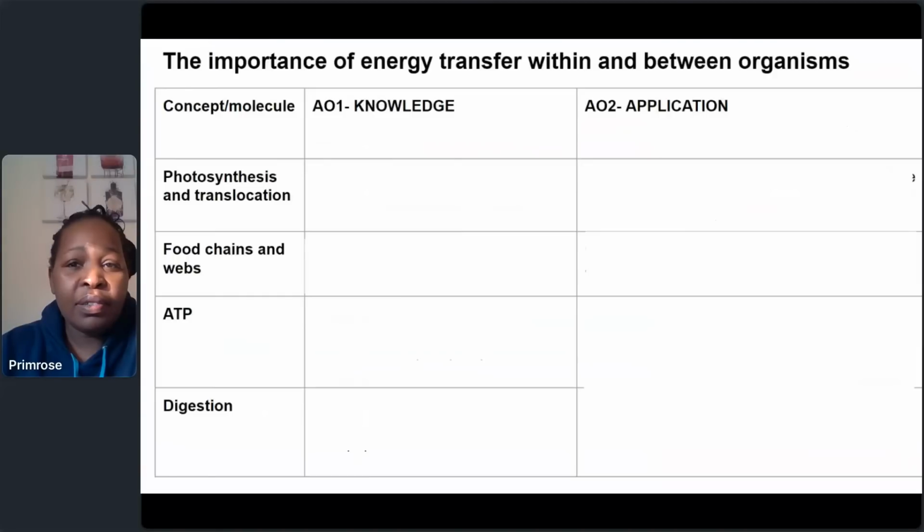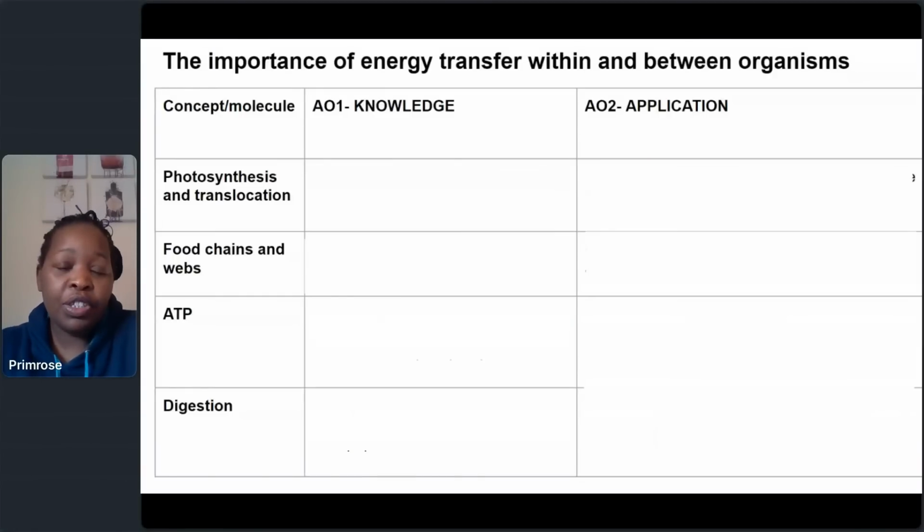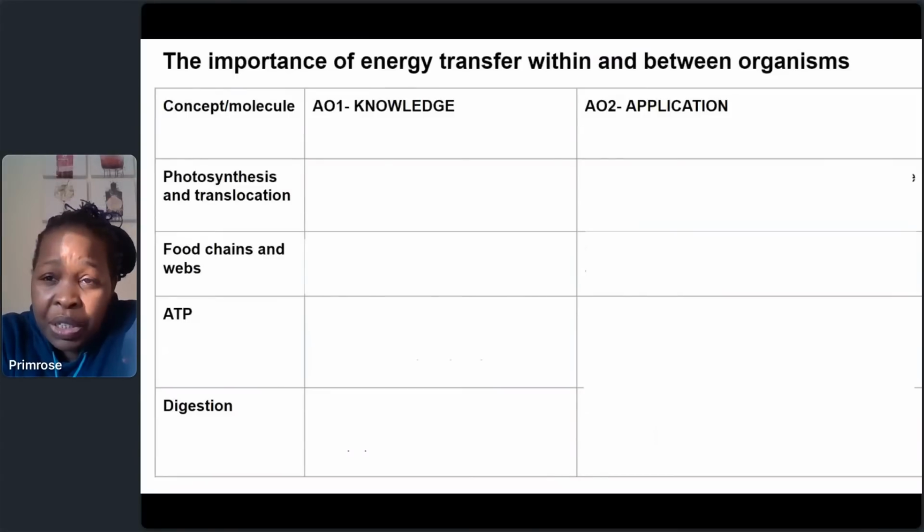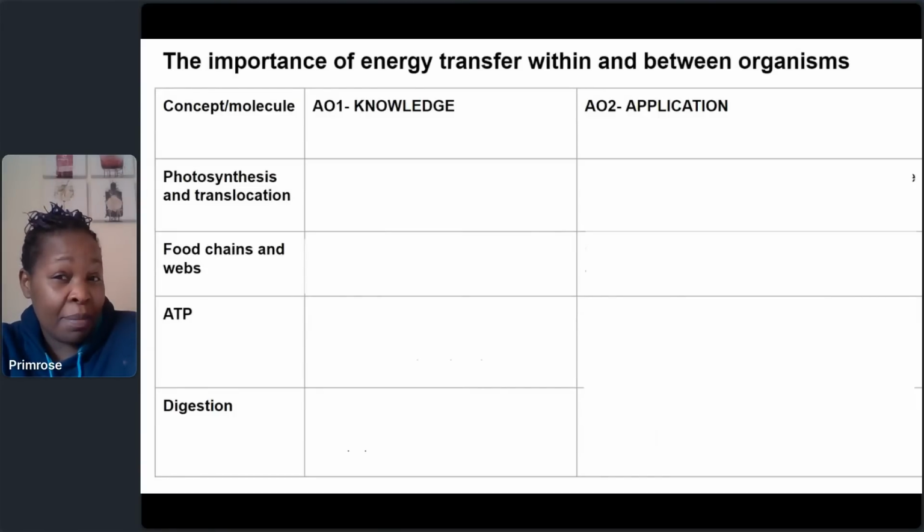Okay. The second question that I wanted to go through is the importance of energy transfers within and between organisms. Now, this question, there hasn't really been a question like this over the last few years, so since 2014. So this is highly likely one of the questions that could come up. And it's important to really understand what energy transfer is and where it happens.